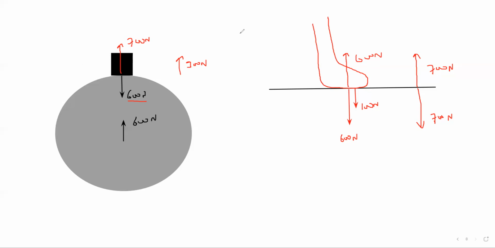Is it clear? This is how we explain that we can jump by pushing the ground. Basically, when we push the ground, we apply more downward force. As a result, there is greater upward force, which is more than the gravitational pull of the Earth, which creates a resultant force, and we accelerate upward. Is it clear?